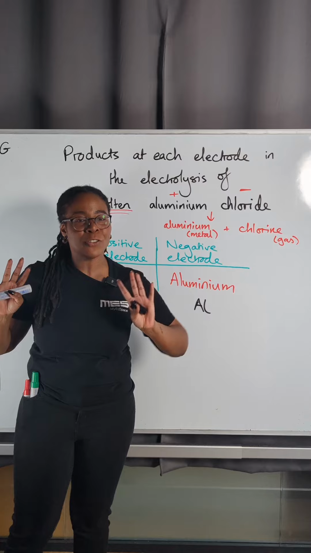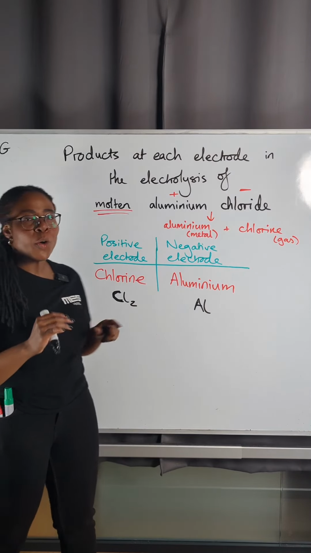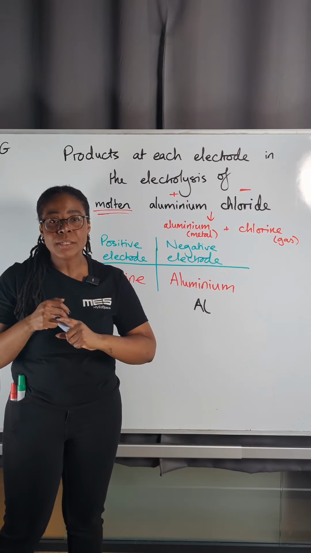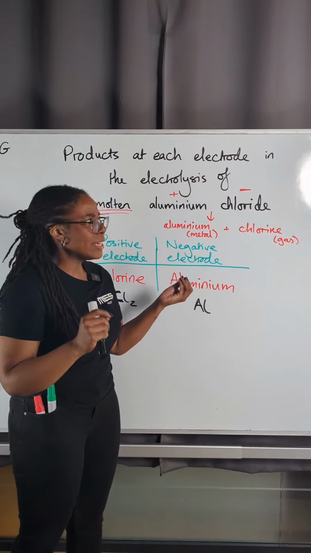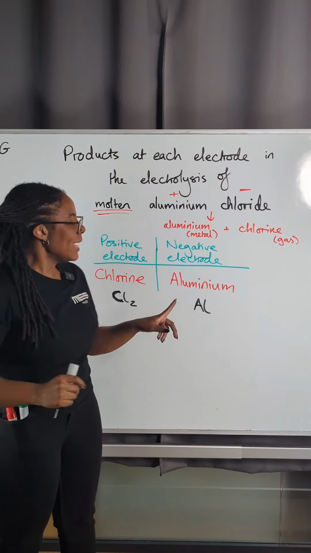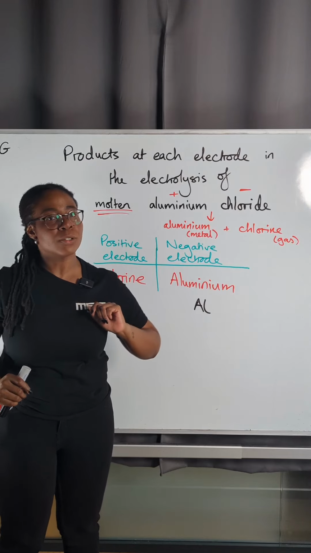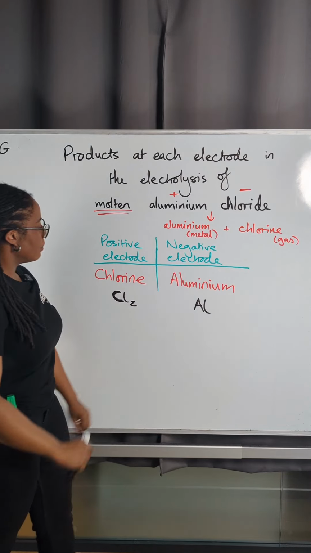Okay, so careful if you're given the formula. Make sure you know which of your elements in their standard form are going to be diatomic. It's going to typically be your non-metals when it comes to electrolysis.